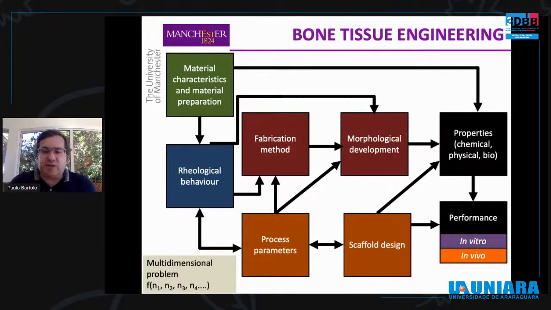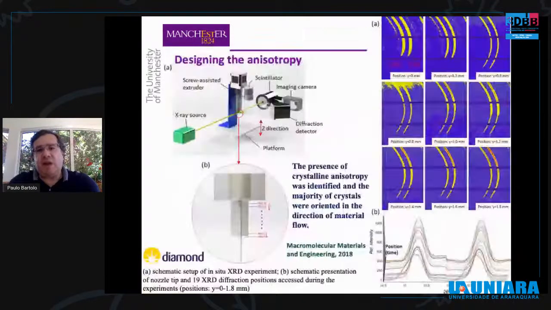So we need to understand and to establish models correlating all of these effects. And this is really complex. It's a multidimensional problem. We are starting doing this through a large number of synchrotron projects that we have been awarded. And we are performing studies in Oxford at the Diamond Center. 2 years ago, we published the first paper investigating the in situ morphological development during the printing process.